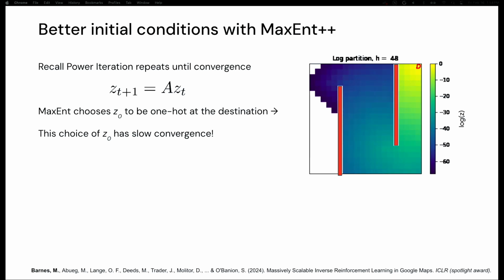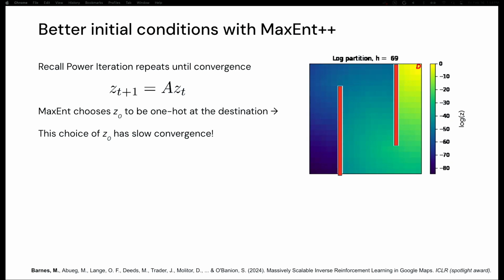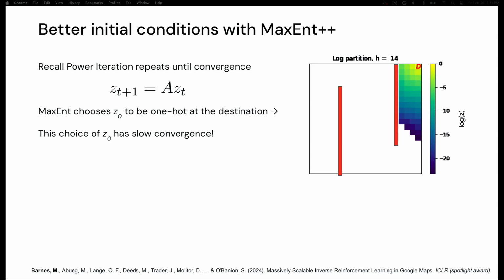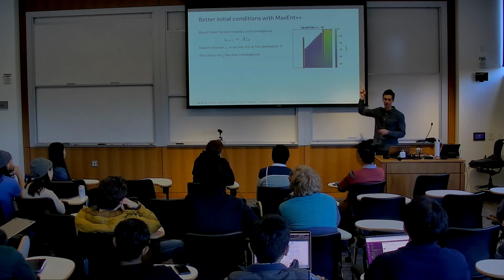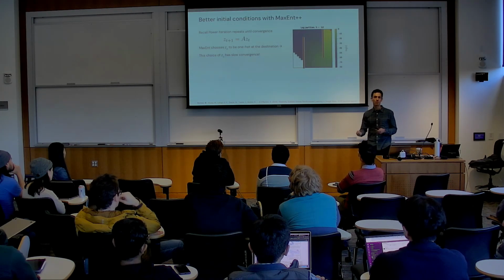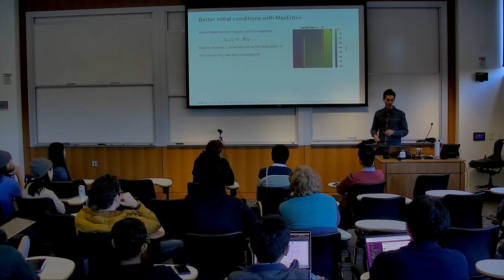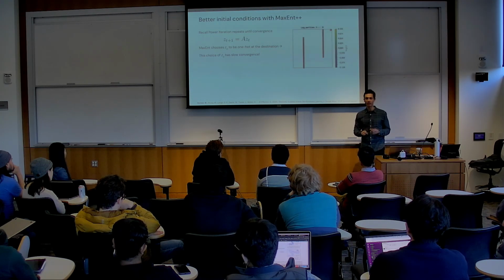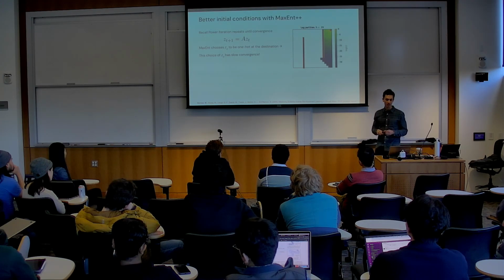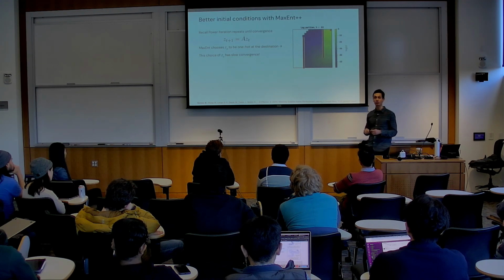So this means that this visualization on the right that I showed earlier is actually showing the convergence of power iteration. It begins with an initial guess at z. It starts with a one-hot vector at the destination, and it keeps performing this matrix operation on z until it converges. Maxent chooses this z to be a one-hot vector at the destination, which makes sense if you're thinking about the problem in a traditional sense.